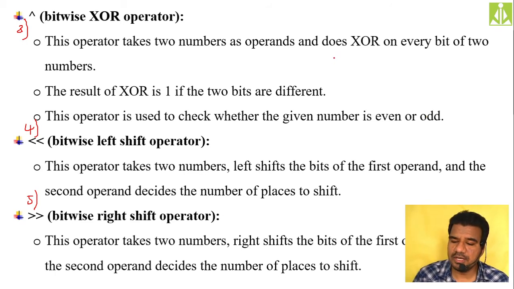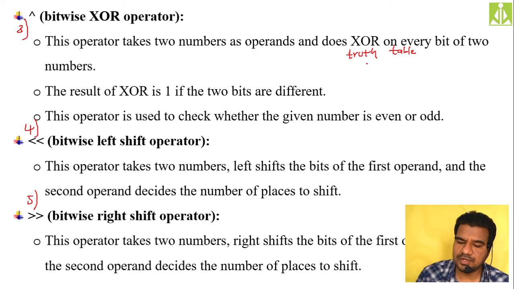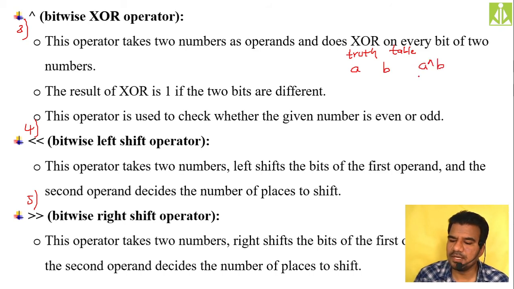Let us see the truth table for this XOR operation. Take the A value, the B value and A XOR B. The combinations you write are 1 1, 1 0, 0 1, 0 0: 4 combinations with 2 bits. For 1 1 you get 0. For 1 0 you get 1. For 0 1 you get 1. For 0 0 again you get 0.